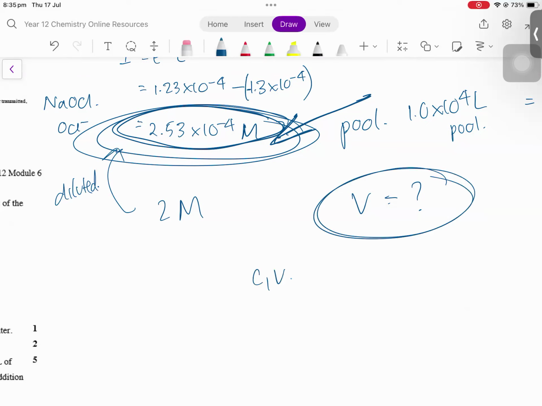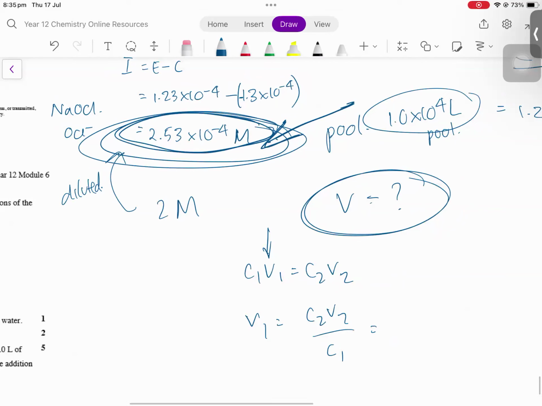So when you use the C1V1 is equal to C2V2 equation, which variable are you solving for? They want the original volume. You're solving for V1 because V2 is the final situation. V2 is the size of the pool, the 1 by 10 to the 4. Good. V1 is equal to C2V2 on C1. C2 is the final concentration in the pool. It's this one.